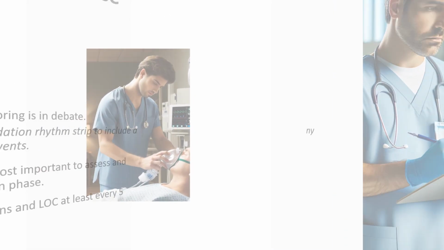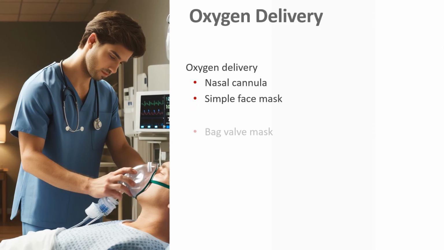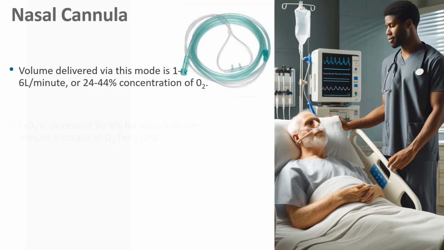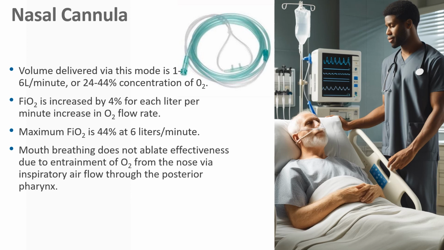And then oxygen delivery. You've got 3 types: nasal cannula, simple face mask, and bag valve mask. Now these are the delivery systems. We're not getting into intubations yet. The cannula itself, I've seen people usually at 2 liters, which is fine. I've had them turned up to 10. Is that any good? That's a waste of money, because anything over 6 is not going to give you more than 44% O2. It goes up 4% for every liter, between 1 to 6 liters.